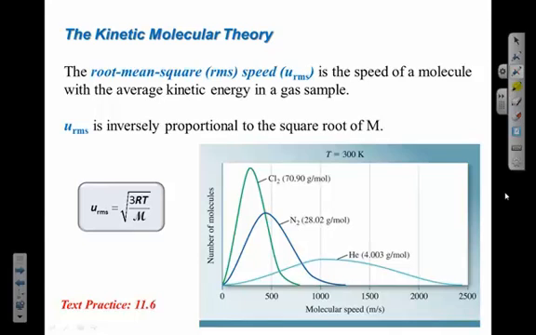11.6. It's got a few gases and pictures there. One of the gases is uranium hexafluoride. The other is just 2 fluorines in a molecule, and the other is nitrogen with 3 fluorines. It says we've got these 3 gases. Which of the 3 gases will have the highest root mean square speed?